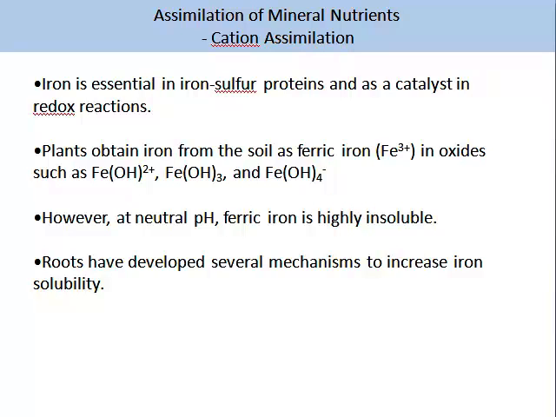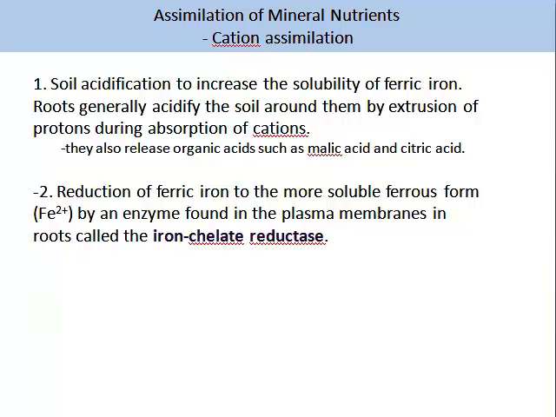Plants obtain iron from the soil as ferric iron, Fe3+, in oxides such as FeOH2+, FeOH3 and FeOH4-. However, at neutral pH, ferric iron is highly insoluble. Roots have developed several mechanisms to increase iron solubility. These mechanisms include soil acidification to increase the solubility of ferric iron. Roots generally acidify the soil around them by exclusion of protons during absorption of cations. They also release organic acids such as malic acid and citric acid.